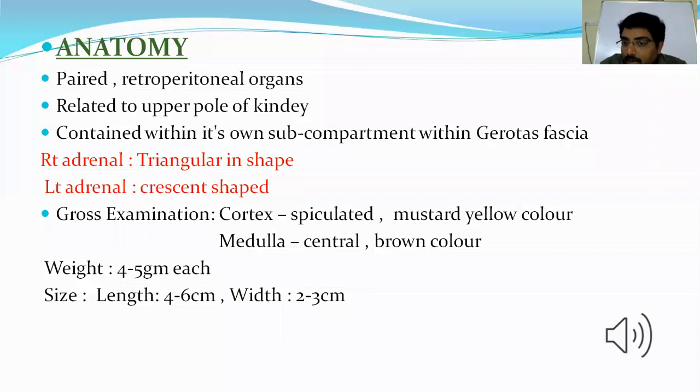See, it is a paired organ. It is retroperitoneal, situated at the upper pole of the kidney. The right adrenal is triangular in shape, and the left adrenal is crescent shaped. On gross examination, the outer cortex is mustard yellow and the medulla is brown. The weight is 4 to 5 grams for each gland, the length is 4 to 6 centimeters, and the width is 2 to 3 centimeters.